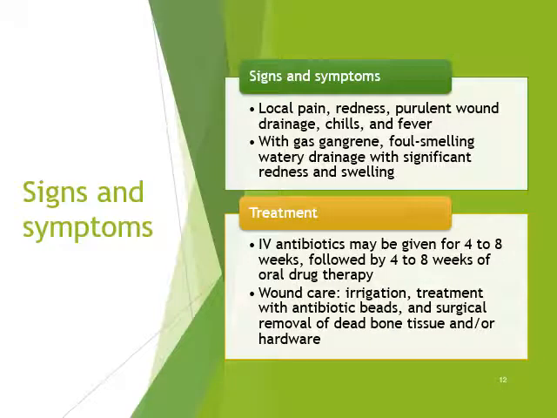So signs and symptoms: local pain, redness, purulent wound drainage, chills and fever. With gas gangrene, there's foul-smelling, watery drainage with significant redness and swelling. The treatment for the osteomyelitis is IV antibiotics that can be given from 4 to 8 weeks, followed by 4 to 8 weeks of oral drug therapy. So you can see it's a long time for osteomyelitis.